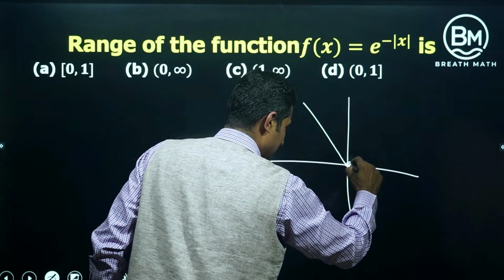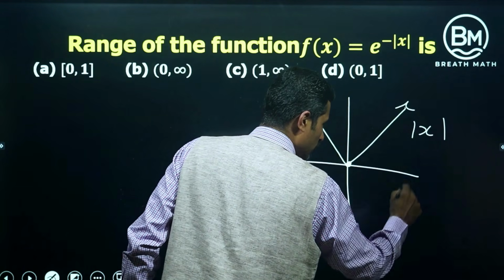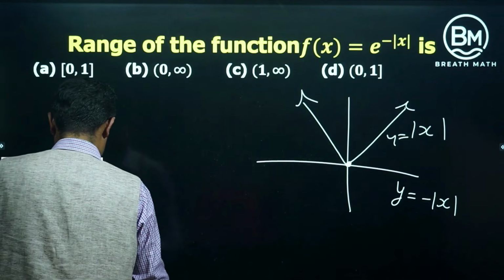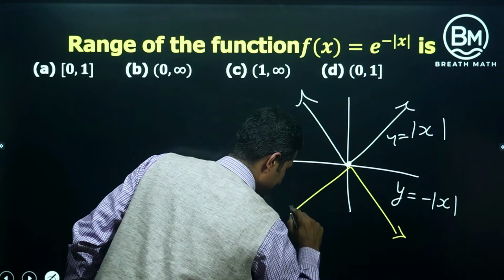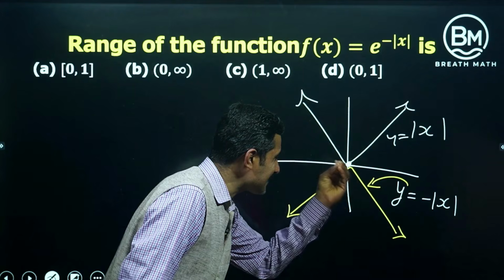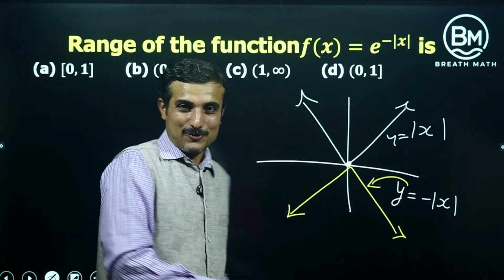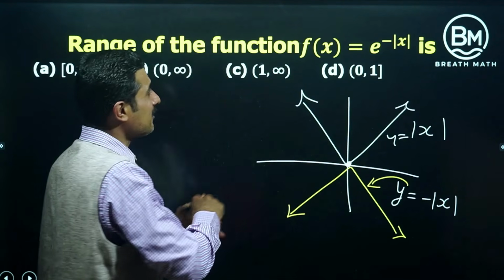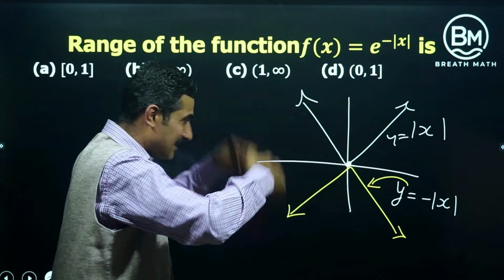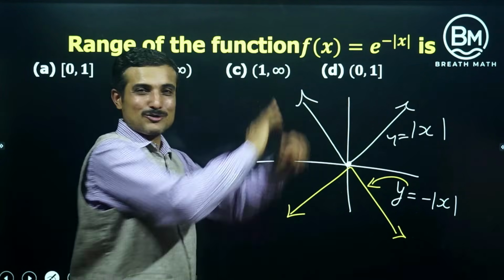Y equal to mod x looks like this. This is absolute value function. What about y is equal to minus modulus of x? This one shows y equal to minus mod x. So moral of the story is it's upside down. Yes, so whenever you get negative sign behind absolute value function in the graph, you have to do this operation, this transformation. So this is the moral of the story.